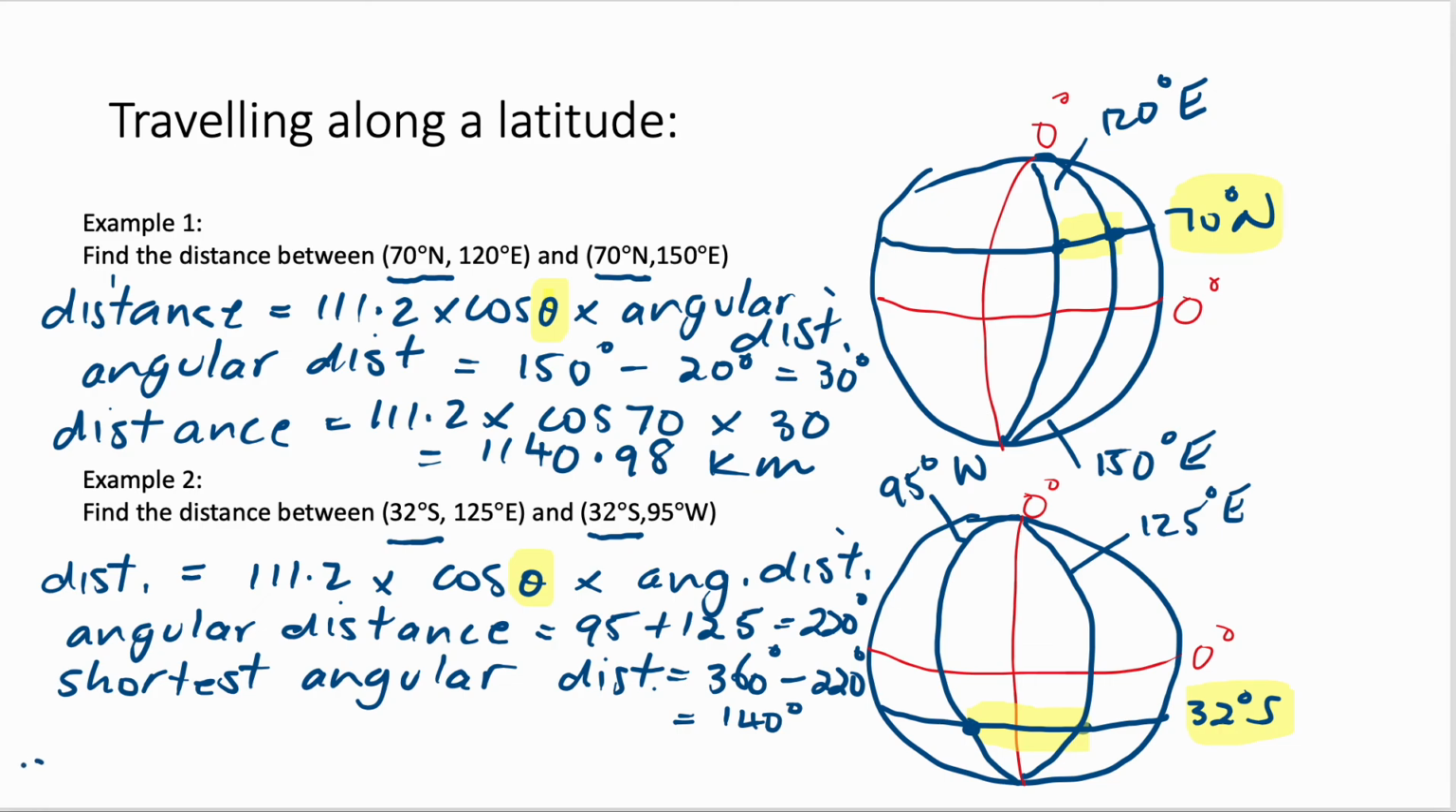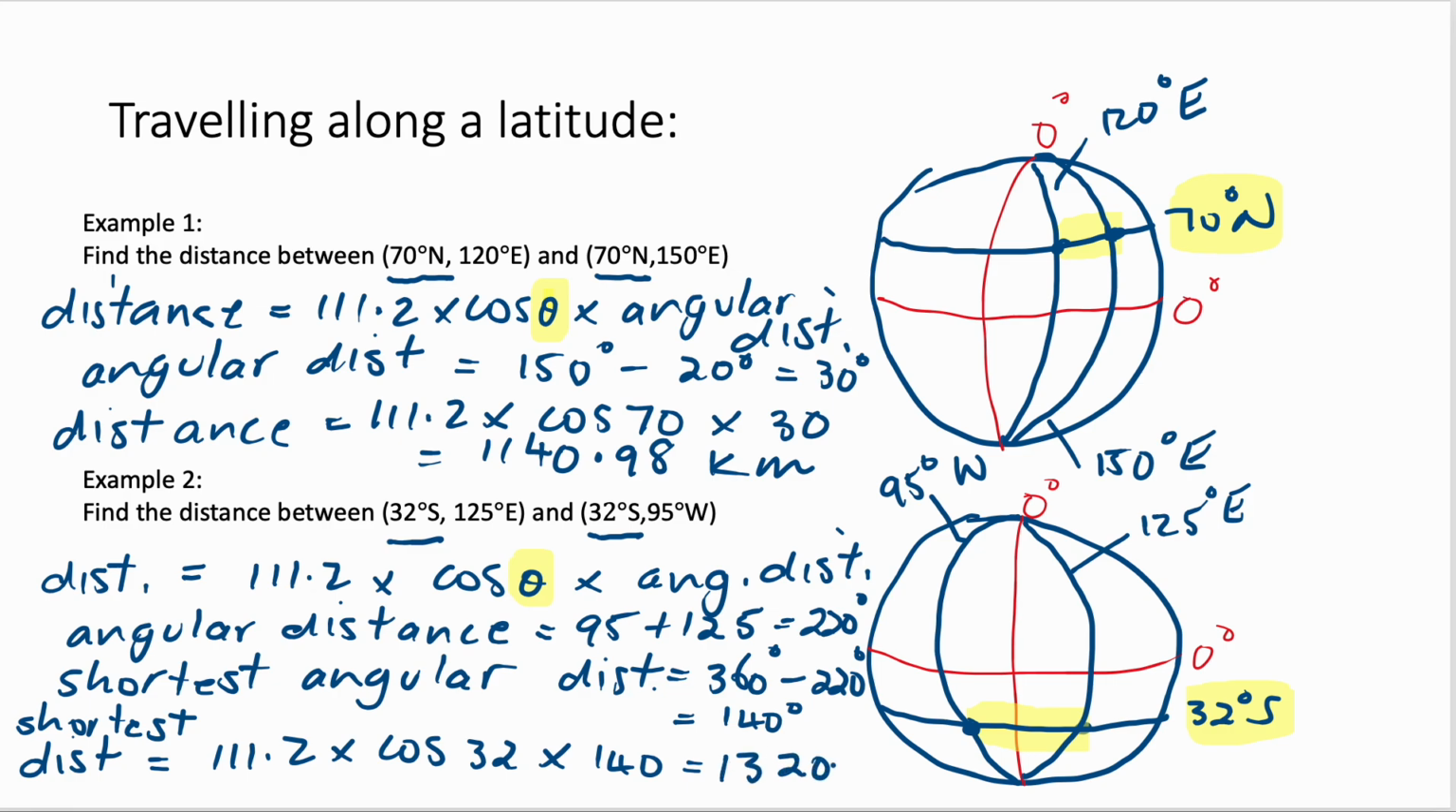So we'll say the shortest distance is equal to 111.2 times cos 32 times our shortest angular distance of 140. If we pop that in the calculator, we would get 13,202.4 kilometers. So there you go.